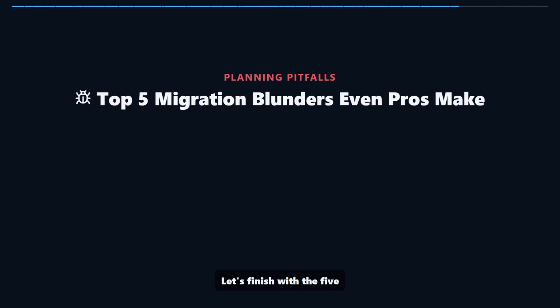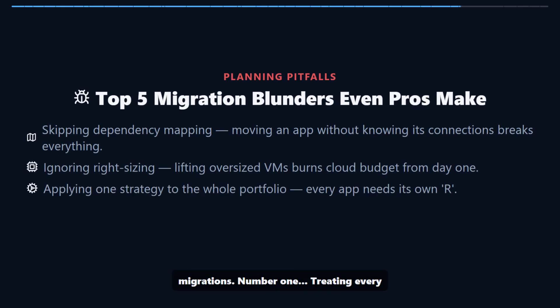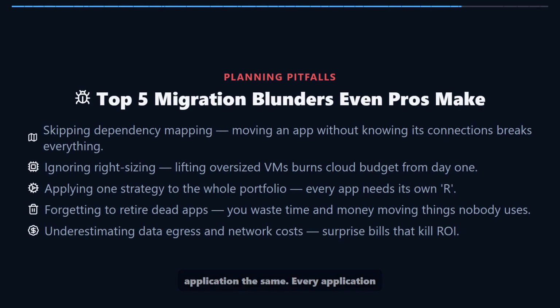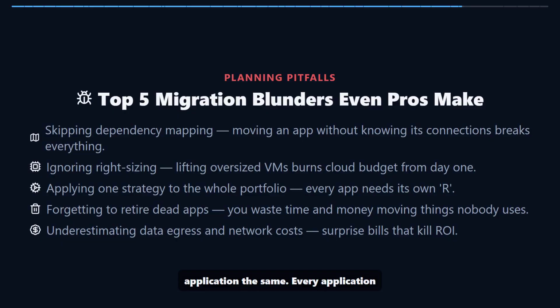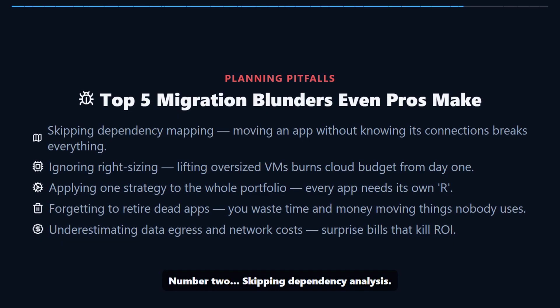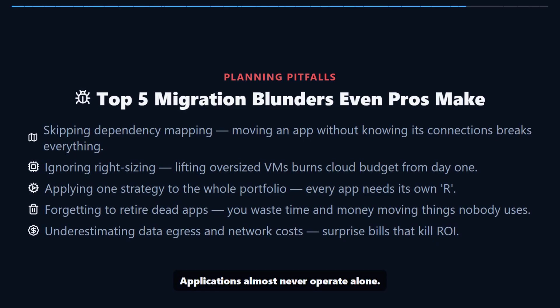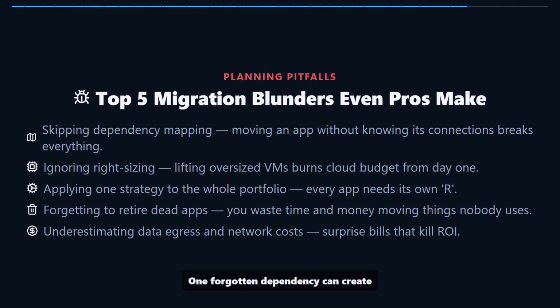Let's finish with the 5 mistakes that repeatedly derail cloud migrations. Number 1. Treating every application the same. Every application deserves its own migration strategy. Number 2. Skipping dependency analysis. Applications almost never operate alone. One forgotten dependency can create hours of downtime.